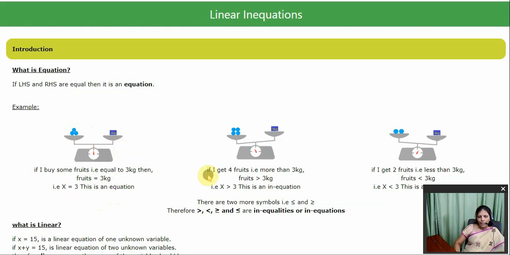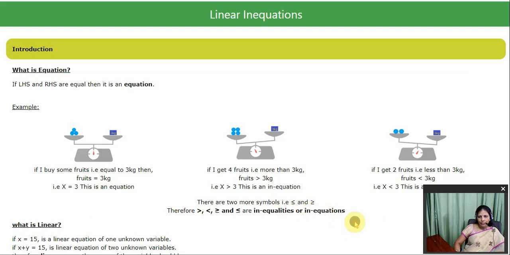Now if I get more than 3 kg, for example if I am buying 4 kg of fruits or vegetables, whatever it may be, that is more than 3 kg, in that case the fruits which I buy is greater than 3 kg. See, here I have bought more than 3 kg. That is, x is greater than 3. This is an inequation. Right?